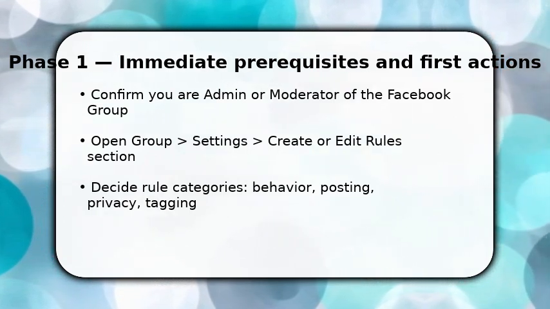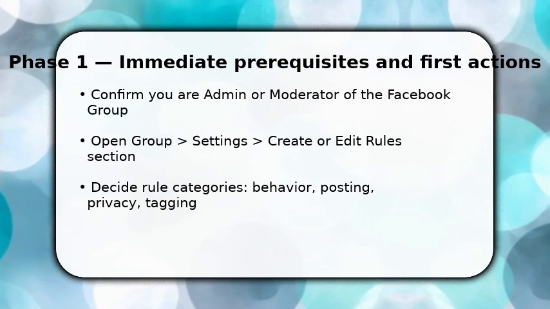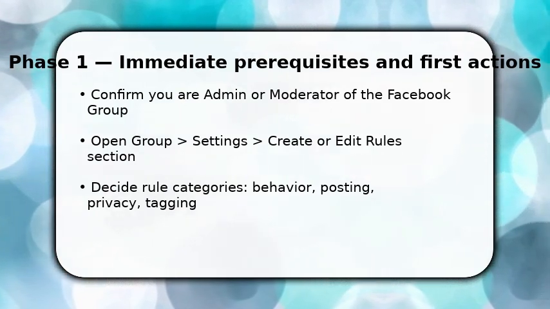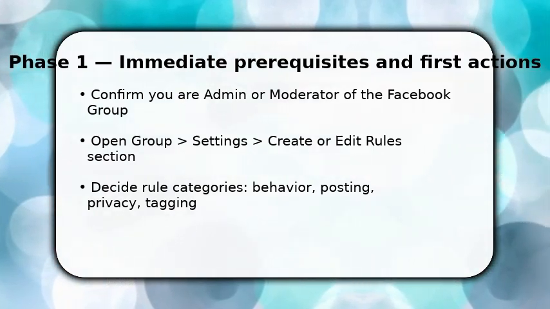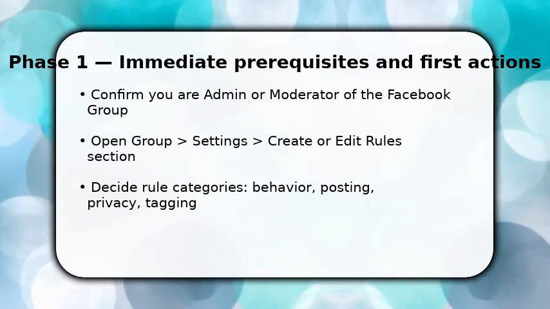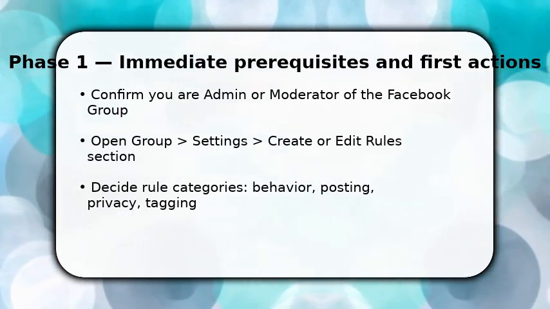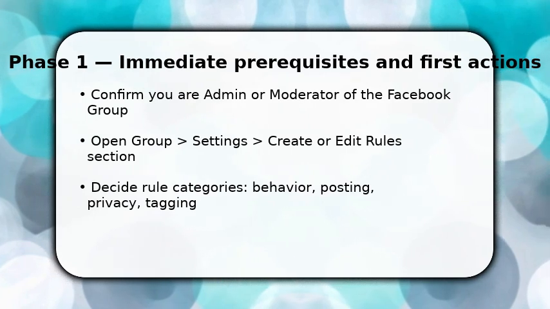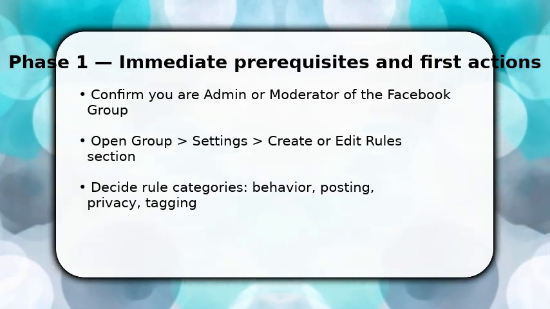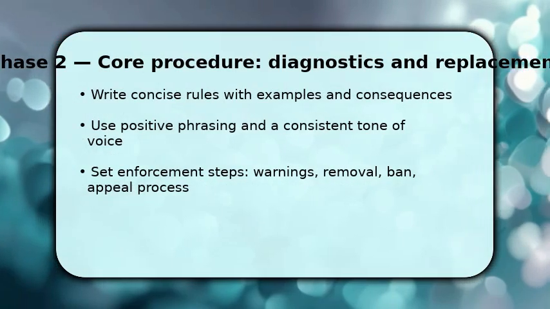While you write, keep language clear and actionable. Avoid vague phrases. Use short sentences and examples. Make sure to draft 5-10 core rules first, then refine them for tone and enforceability before you save the first version. Now you draft rules that are concise and enforceable.